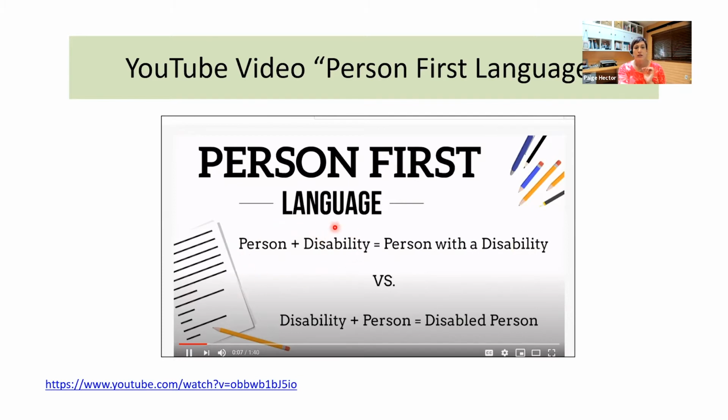The person plus the disability becomes a person with a disability, but the person is first, versus the disability and then the person, what we then have as a disabled person. So for example, a person with diabetes is a person living with diabetes. It's not a diabetic, because that becomes the qualifier, as though the only thing that's important about the person is the fact that they have diabetes.